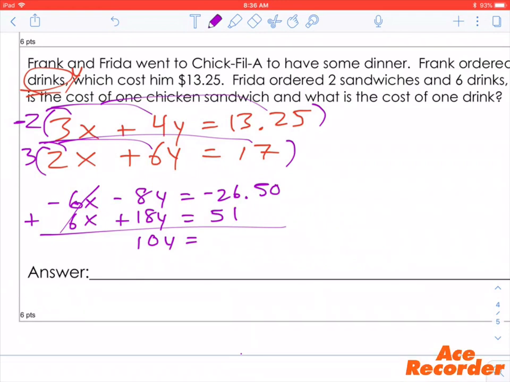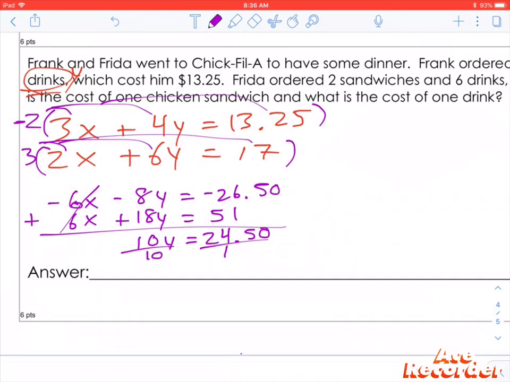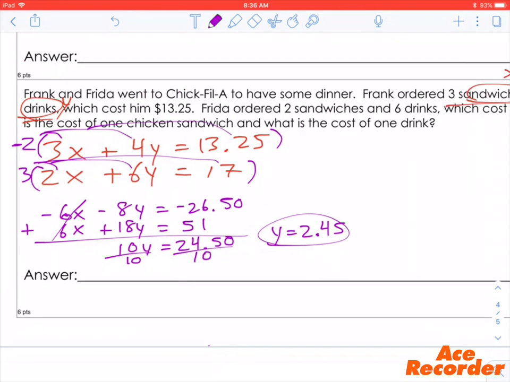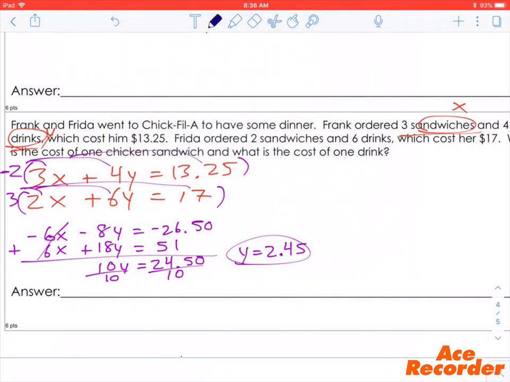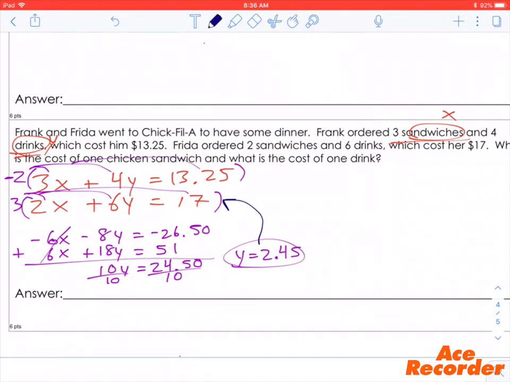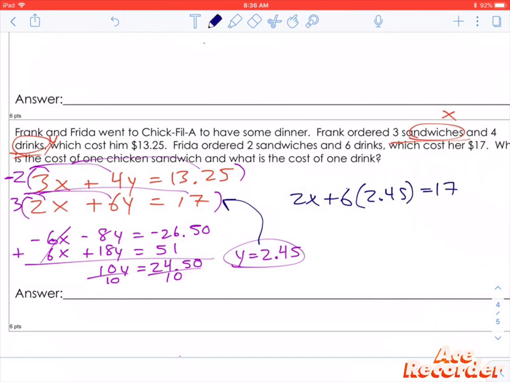Let's see what that is. I got to get my calculator out. 51 minus 26.50 is 24.50. And we divide by 10. Oops. Divide by 10. And we get y equals 2.45. Okay, so that's y. And then I plug that back in to find x. So 2x plus 6y is 2x plus 6 times 2.45 equals 17.